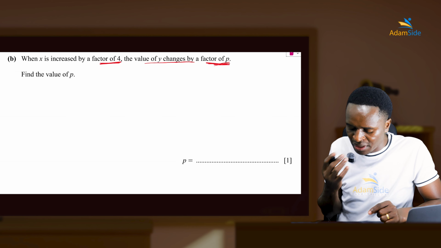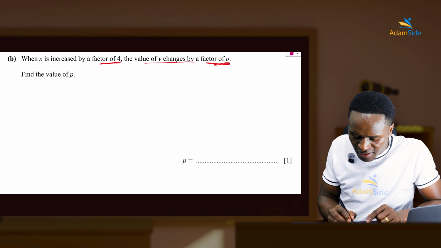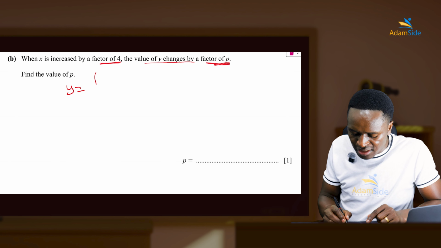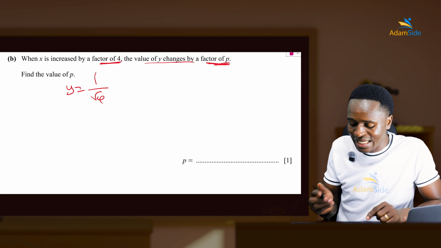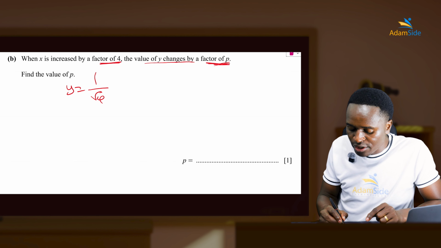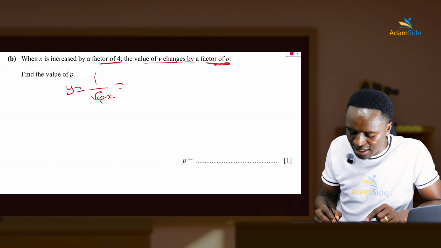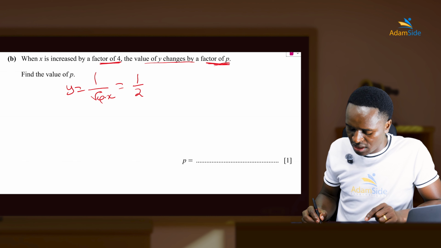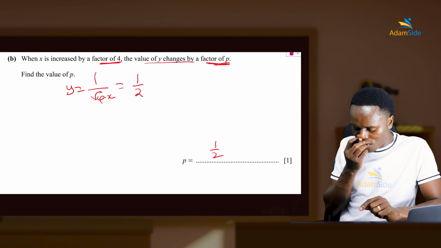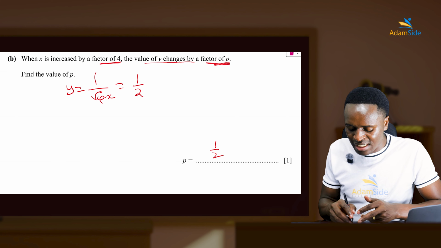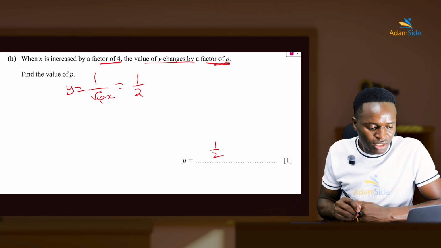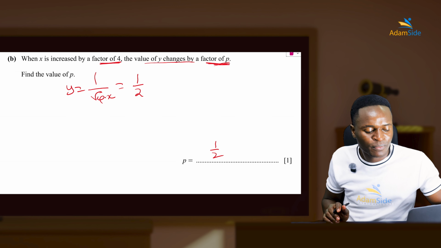We don't know what the value of p is, but we know the value of y changes by a factor of p, so we assume it's the square root of 4. It will be 4 times the value of x under a square root. So that means our answer will be 1 over 2, because this divides by a factor of p. It will be the inverse. So the value of p will obviously be a half.